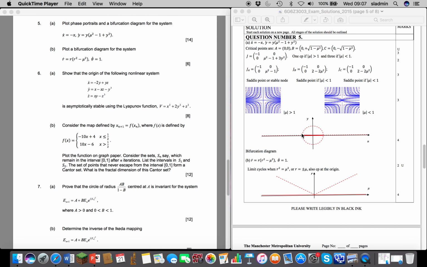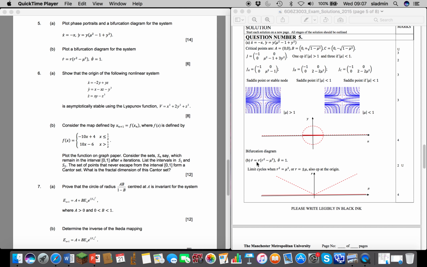Now remember, we have 3 critical points when mod mu is less than 1. So these are given by this circle because we have mu squared plus y squared equals 1. So if you look at the y dot here, y dot is 0 when mu squared plus y squared is 1. So that's the equation of this circle. Mu squared plus y squared is 1. And away from the origin, both of these critical points are unstable, so this is a dashed circle. So here are your 3 critical points. The outer 2 are always unstable, and the inner one is stable.